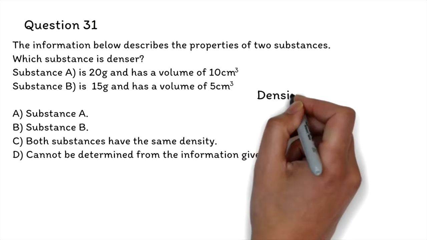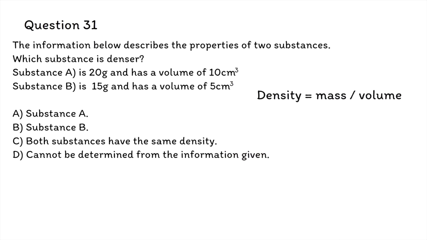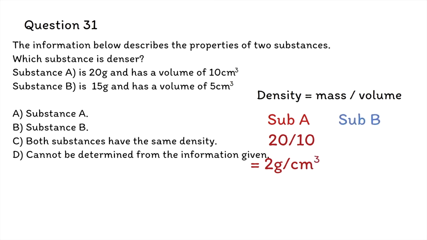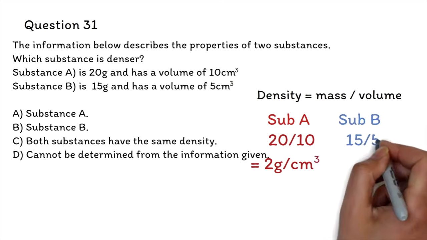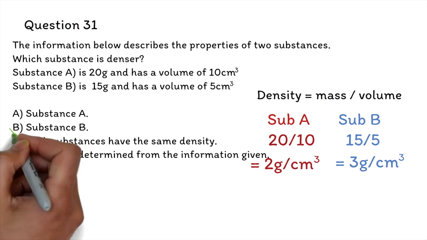Density is calculated by dividing the mass of a substance by its volume. Therefore, the density of substance A is 20 grams divided by 10 centimeters cubed. This is equal to 2 grams per centimeter cubed. The density of substance B is 15 grams divided by 5 centimeters cubed. This will be equal to 3 grams per centimeter cubed. Since B is greater than A, it means substance B is denser than substance A. So the correct answer is B.